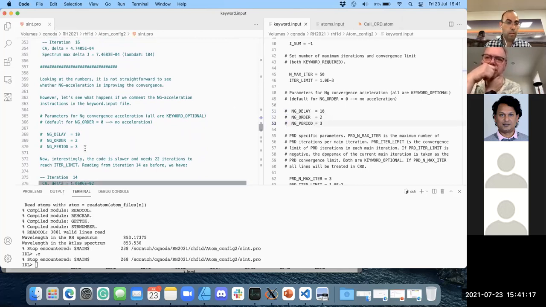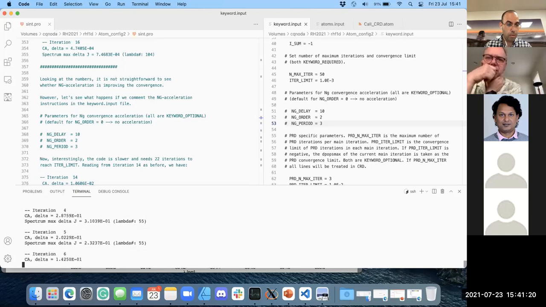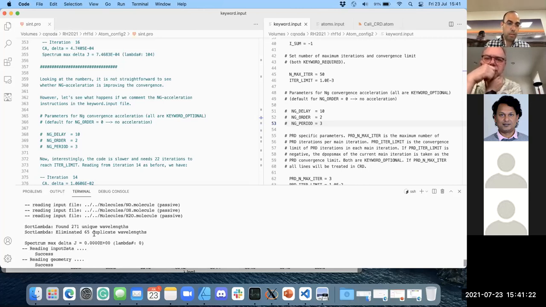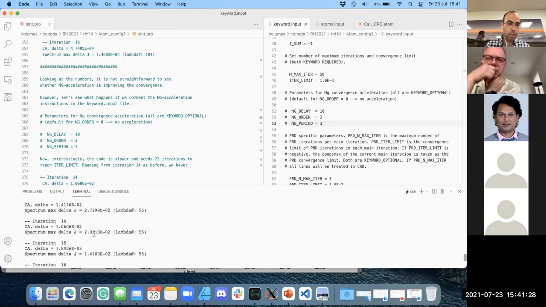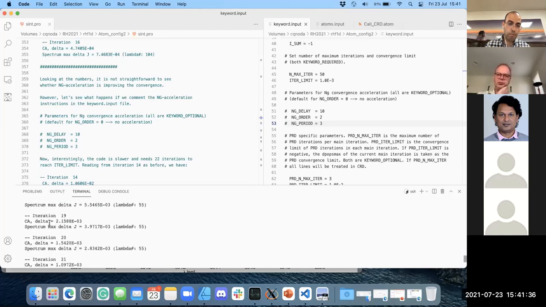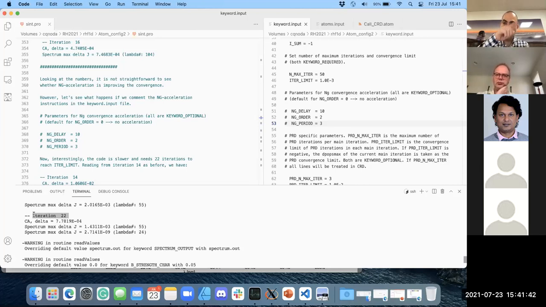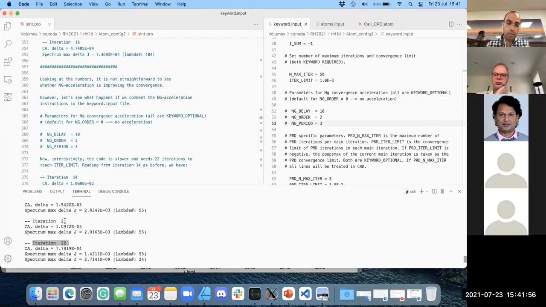the line. Okay, so then we run the computation again. In this case, I have printed it in the script, but we can go through the terminal. If we start from iteration 14, we can see that we have 15, 16, and in fact, we have to run until iteration 22. So in the previous case, although we saw those jumps, the code reached a value lower than 1 times 10 to the minus 3 in iteration 16, but without NG acceleration, it's going slower.